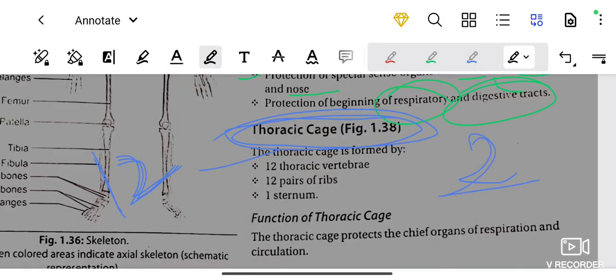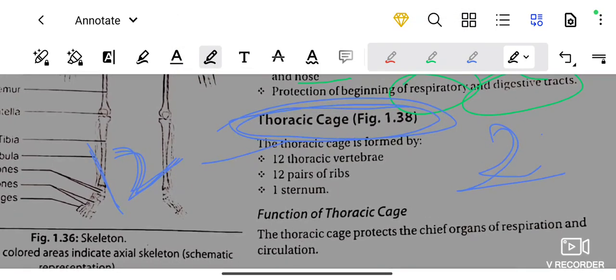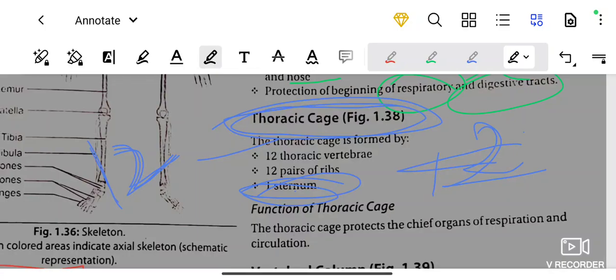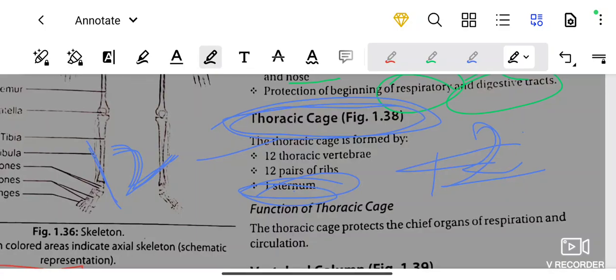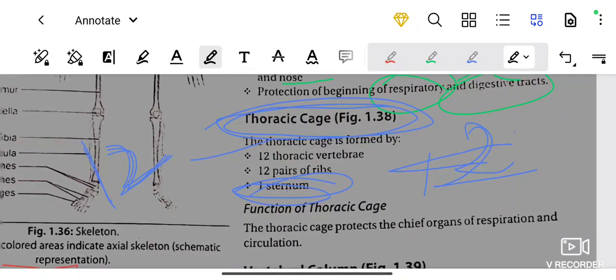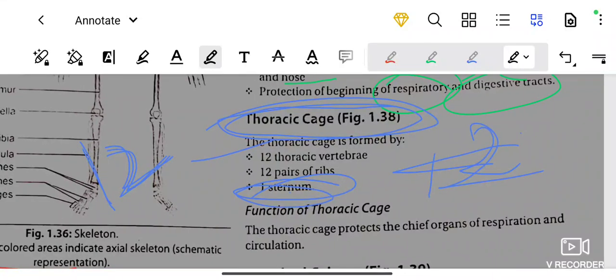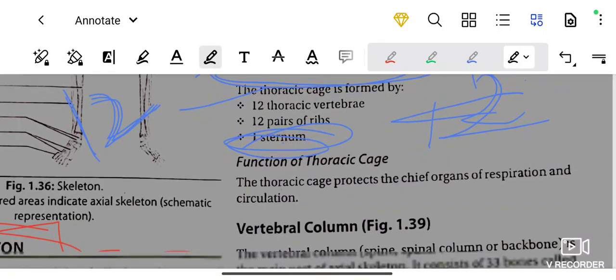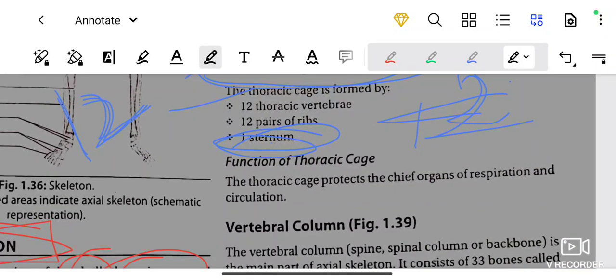24 ribs will be present, and one sternum will be present. Important here, one sternum will be present. Total how much? Here 13 will be present. Thoracic cage has 13 skeletons.